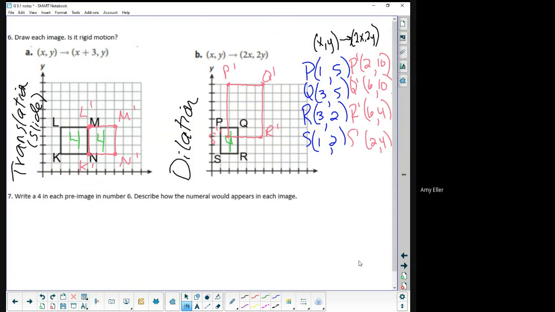Over here, the 4 is not going to be the same size and shape. This 4 is going to be twice as wide and twice as tall. Write something about that.